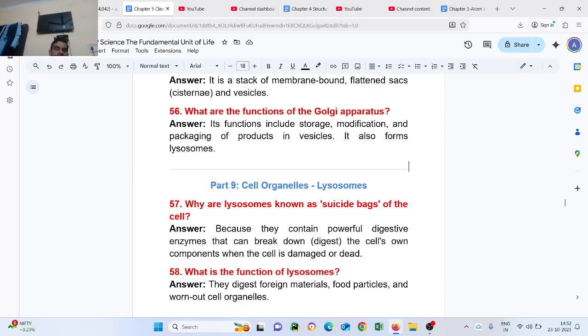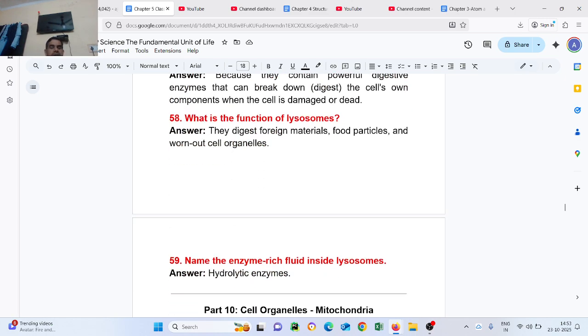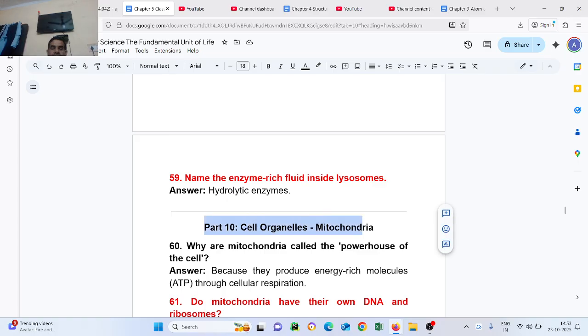Question number 58. What are the functions of lysosomes? Answer: they digest foreign material, food particles and worn out cell organelles. Question number 59. Name the enzyme rich fluid inside the lysosome. Hydrolytic enzyme.